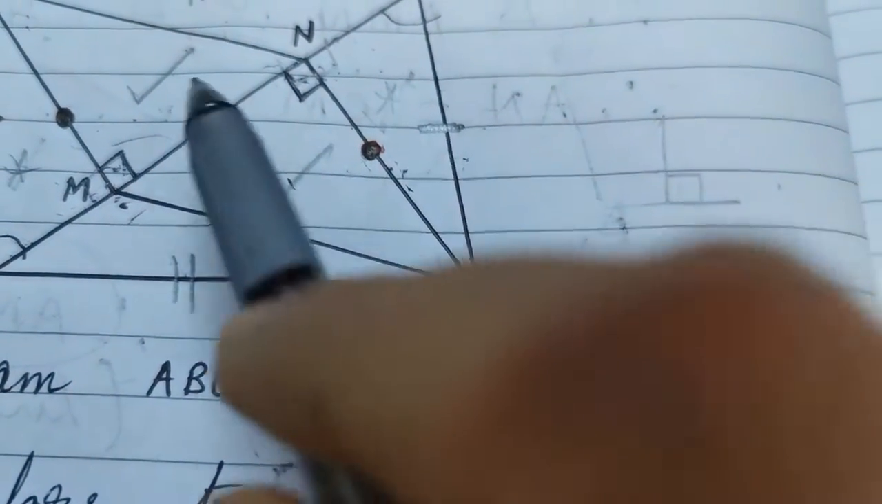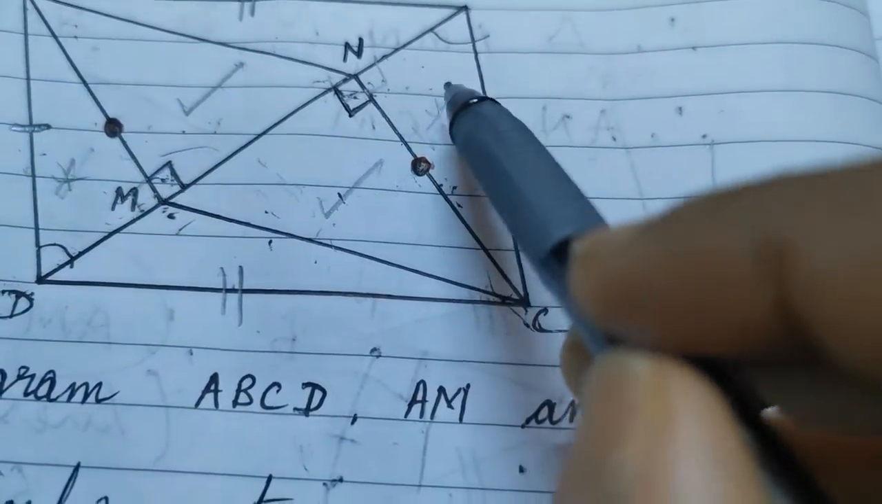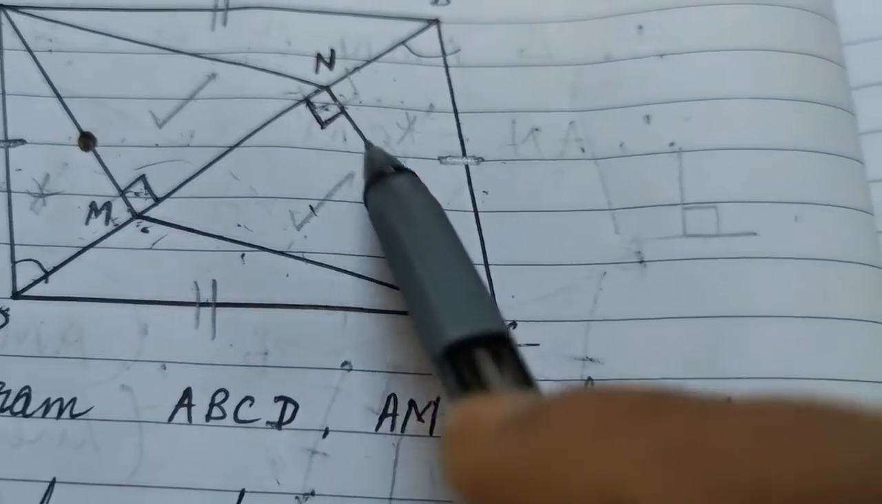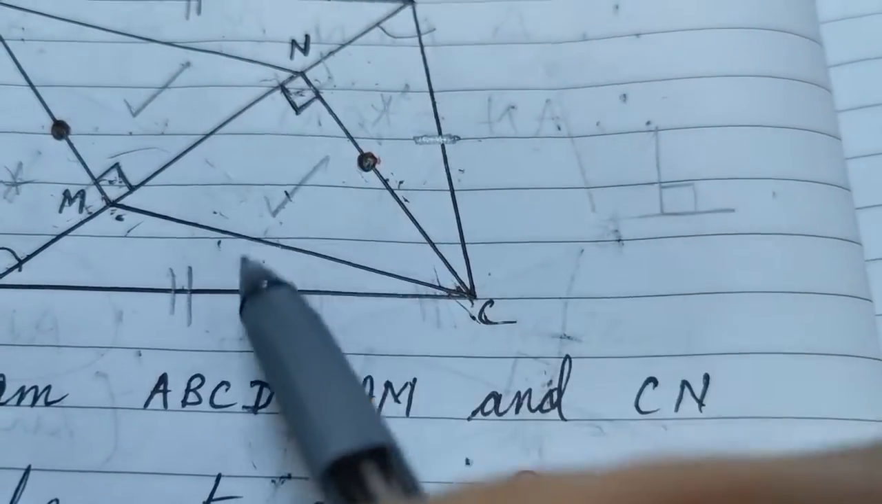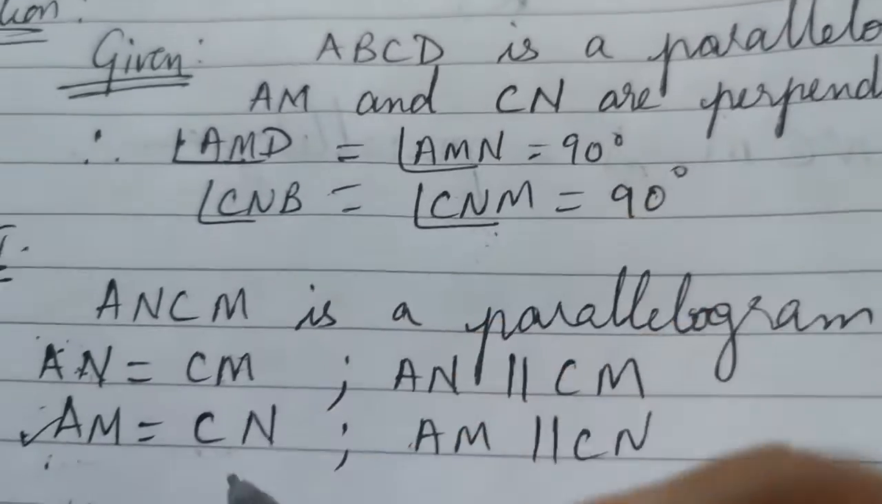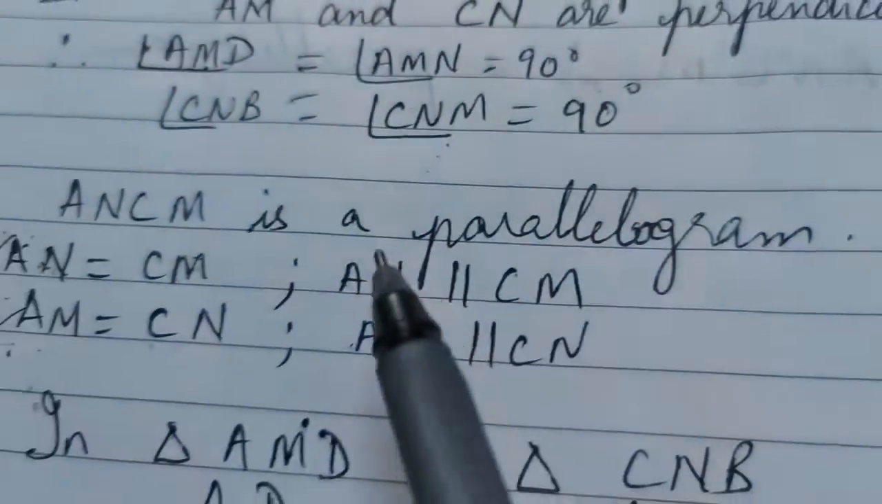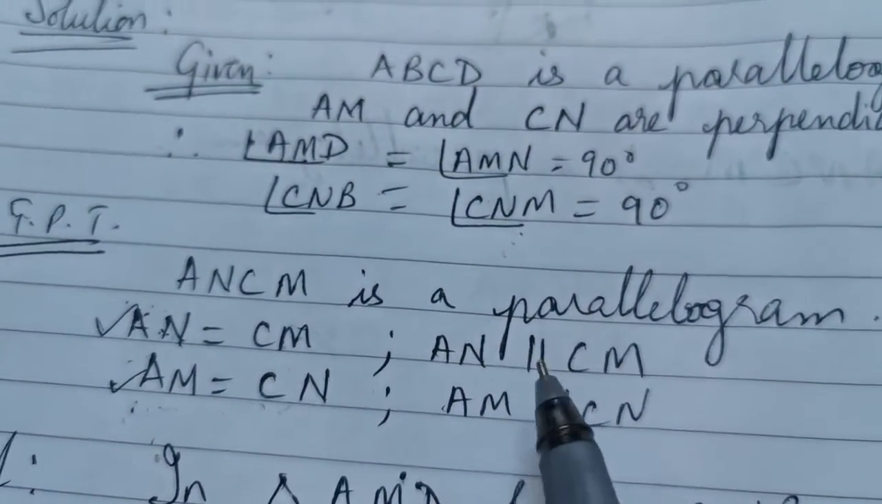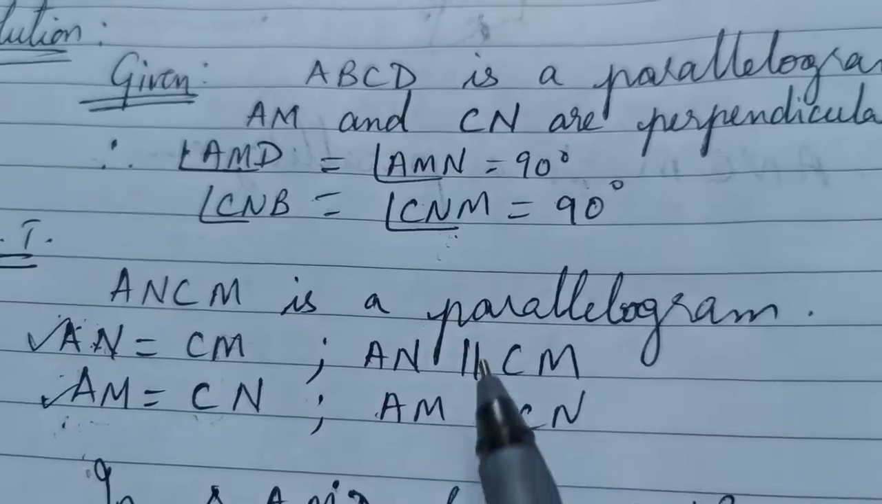You have to check in the triangles. You cannot check in some other triangle. You have to check in the triangle which you are comparing. So the side opposite to angle CNM in this triangle is CM. So AN is equal to CM. This is proved here. Now we proved that the opposite sides are equal. Now we have to prove that the opposite sides are parallel.